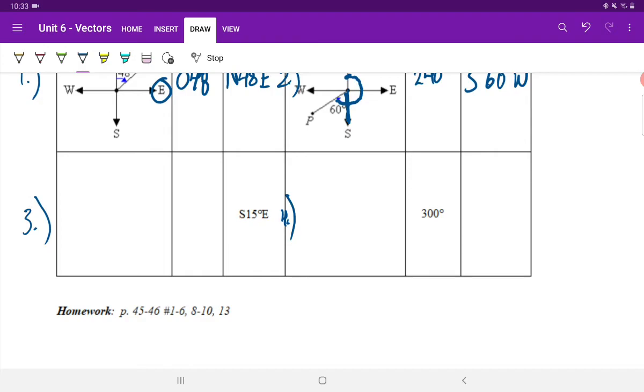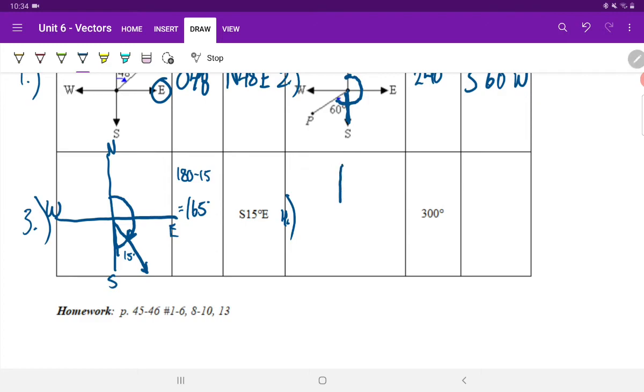In the next two examples, we're given angles. For number 3, we're given the quadrant bearing, south 15 east, and it's on us to draw a diagram. South, so start on the south, go 15 degrees towards the east, and there you have it. There's our diagram. What would the bearing angle be? Starting on the north, how far is it from here to here? It would be 180 minus 15, so 165 degrees is my bearing angle.